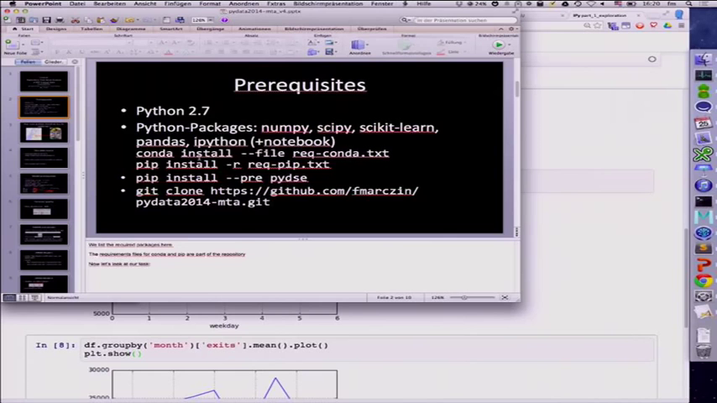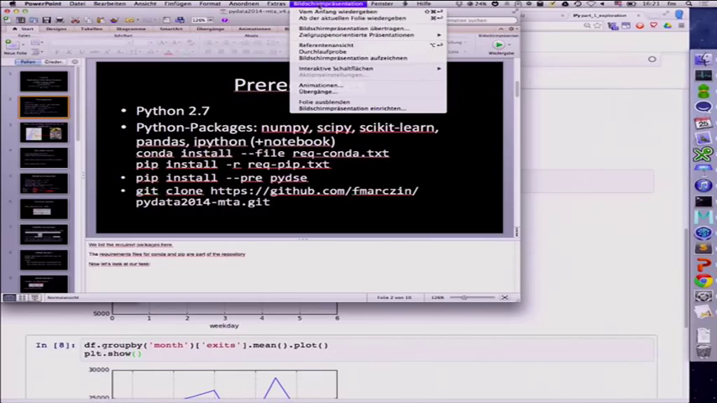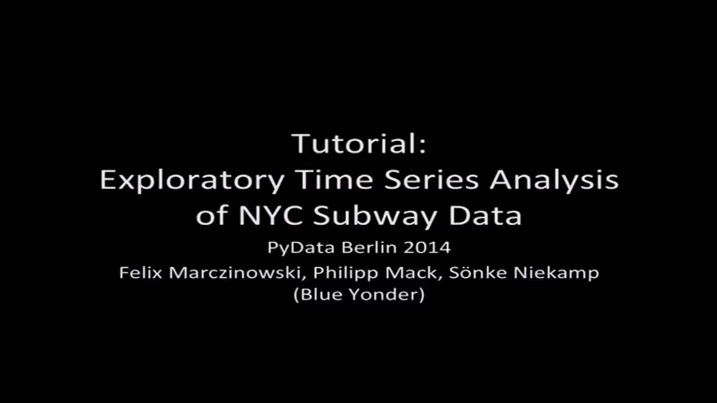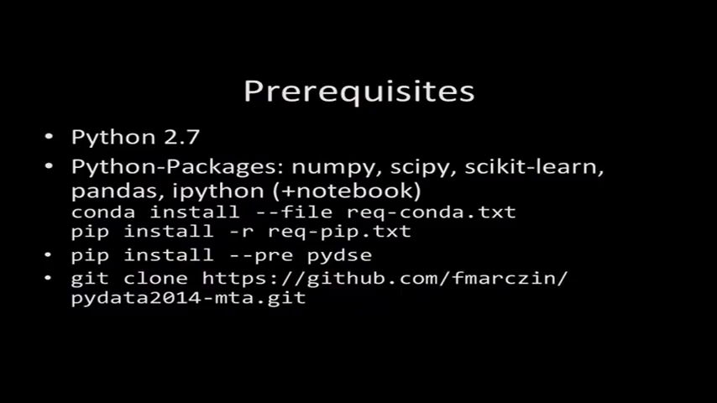So for those who missed the first slide, everything you need is in one GitHub repository. If you clone this, you will get the data, the notebooks that we prepared, and requirement files to install all the packages for either Conda or pip. Just clone the repository in the last line.